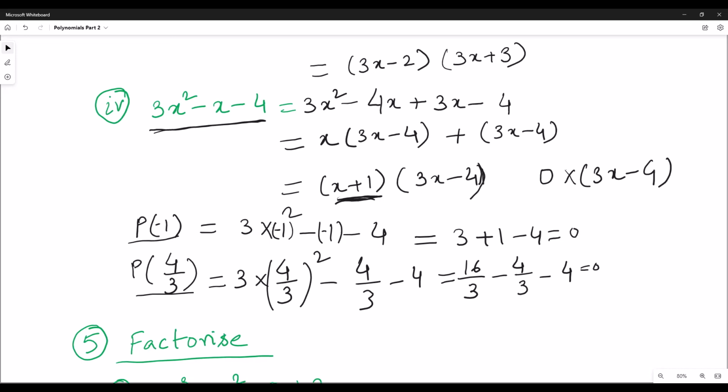We can factorize it by finding the roots of this equation as well, like finding the zeros of the polynomial. If we can find the zeros of the polynomial, then also we can write this equation. Like if we know that for x equals minus 1, this is 0, or x equals 4 by 3, this is 0, how will we write that?